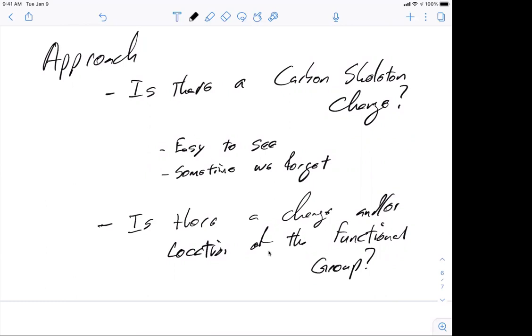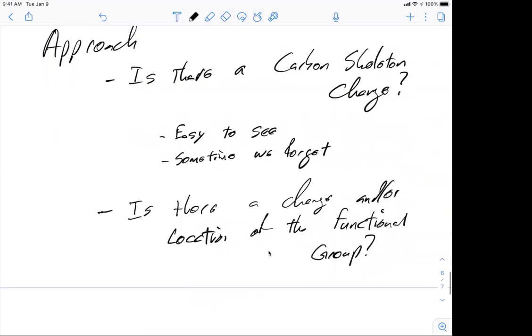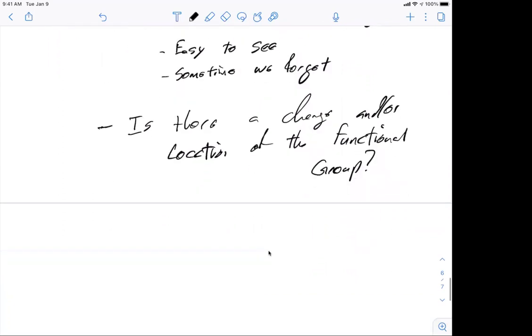So as you're looking at these, these are the two big questions. What is happening with the carbon skeleton? No change, cool. If there is a change, then that's what you need to focus on. Second, is there a change and/or location of the functional group? Now, if both of these were no, then it's not really a reaction. You're not doing anything. So you should expect one or both of these, or multiple of these, to be what you're going to be focusing on. Okay, so let's look at one of those now to see what's going on.